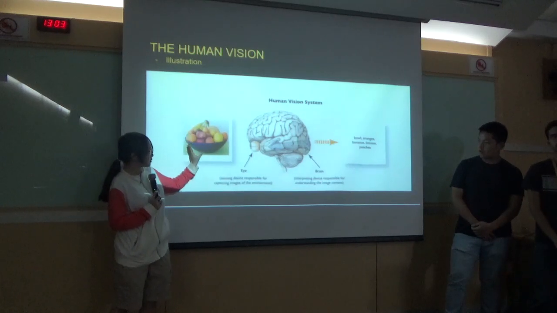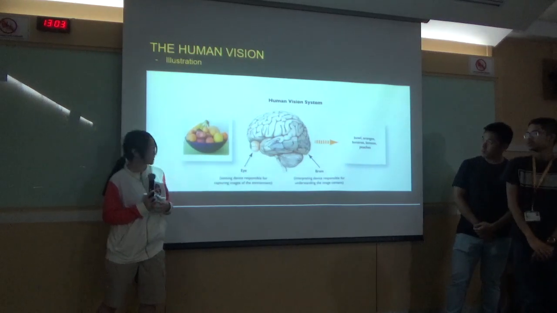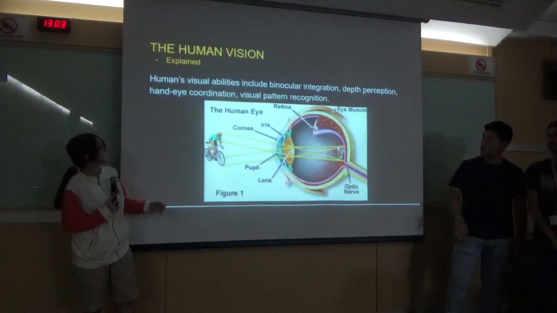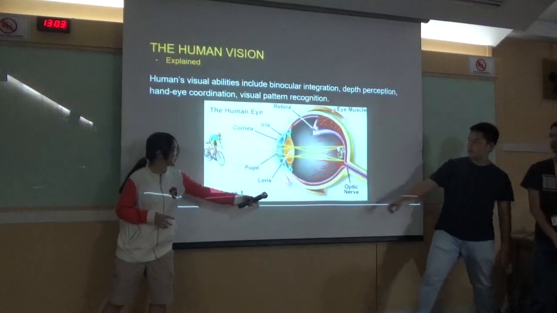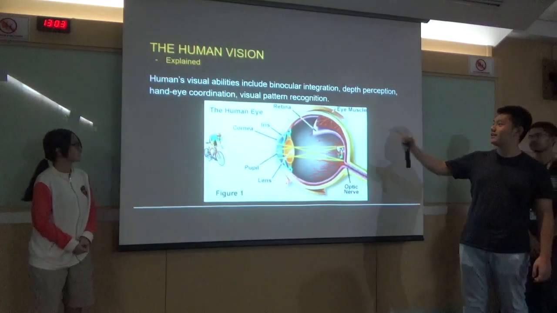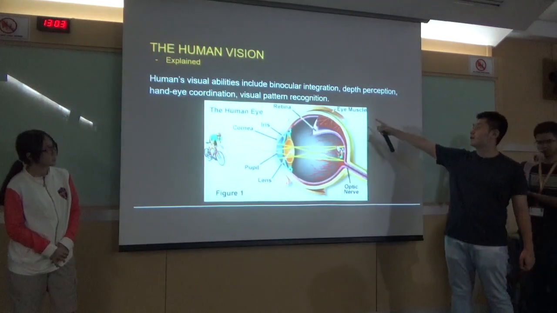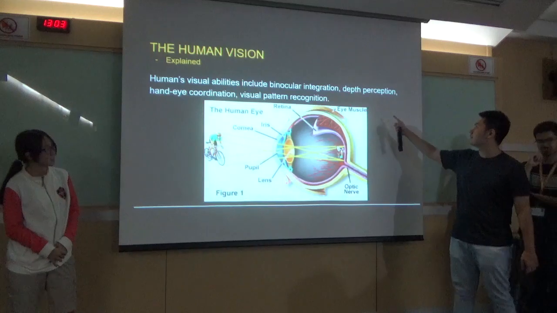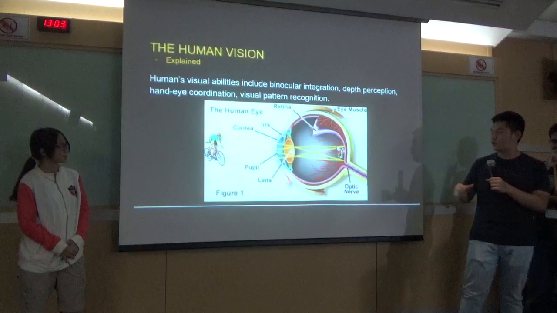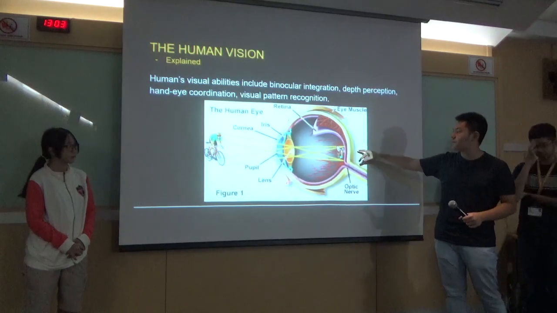So here's the image of a fruit, and it goes straight to the eyes and then is processed as the object. And here are the human's visual abilities, which include binocular integration, depth perception, hand-eye coordination, and visual pattern recognition. We as humans have all these abilities unconsciously.